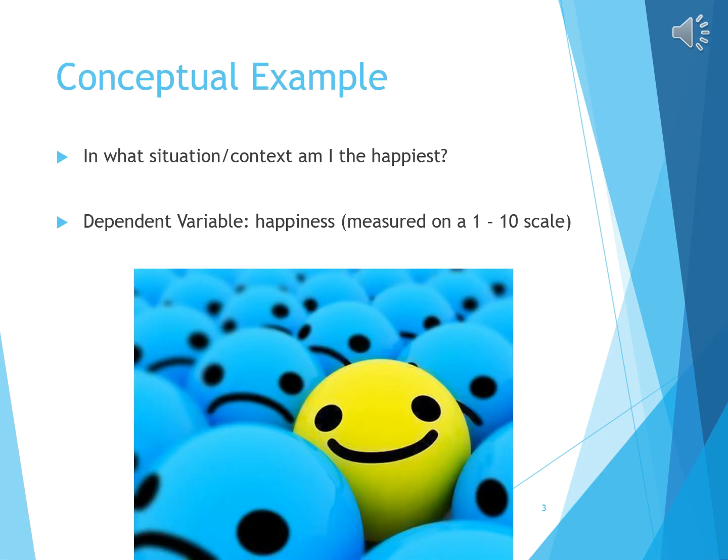So I want to start with a conceptual example. And this is a good question even to ask yourself in your own life. Like, in what situation or context am I the happiest? So this is worth pondering and maybe even worth experimenting with. So the dependent variable, the outcome that we're interested in measuring in this study is our happiness. Okay, well, let's say we're going to measure happiness on a self-reported scale from 1 to 10, with 10 being I'm absolutely ecstatic, this is the happiest time ever, and 1 being this is the worst, I don't like it at all.